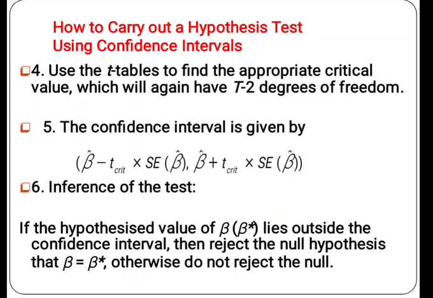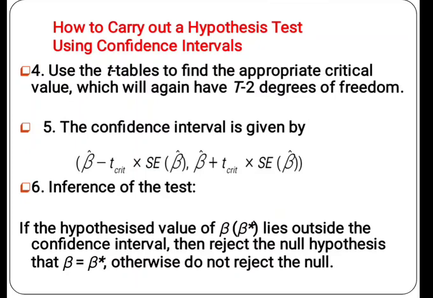The upper limit will be calculated by the formula on the right hand side: beta 1 cap plus t alpha by 2 into the standard error of beta 1 cap. This is the upper limit of the confidence interval, and the lower limit will be calculated by beta 1 cap minus t alpha by 2 into the standard error of beta 1 cap. This is the lower limit of the confidence interval.